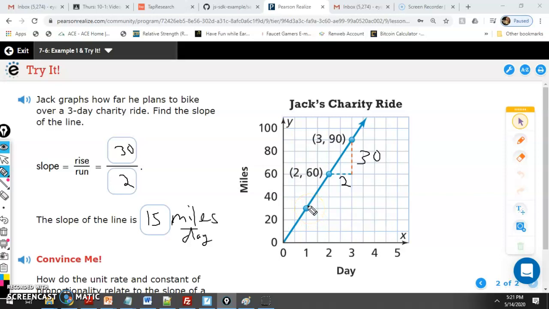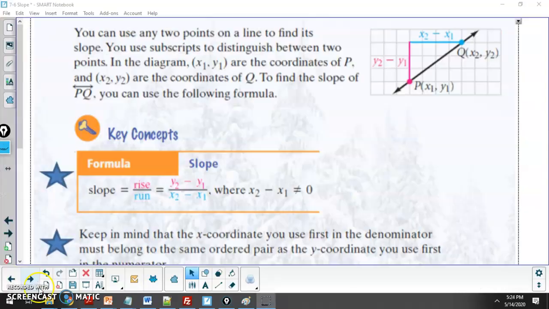We would go up here. So we would go up 30, because each line's actually worth 10 here, if you didn't catch on to that. 10, 20, 30, and then you'd go over 2. So 30 over 2 is 15 miles per day as well. It doesn't really matter what 2 points you pick, as long as you can actually see them on the graph, and as long as you're doing rise over run, you got it. The slope will be the same for any 2 points that you pick. That's the point, as long as you can count well as well.